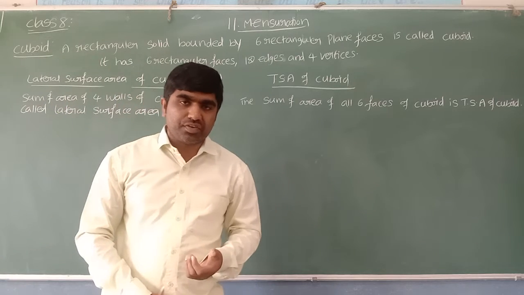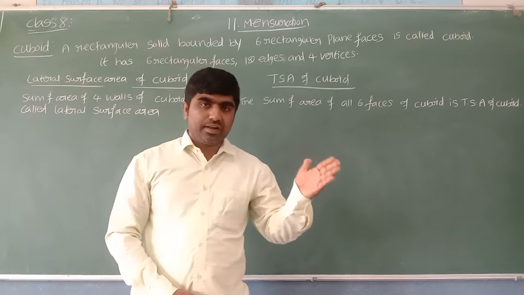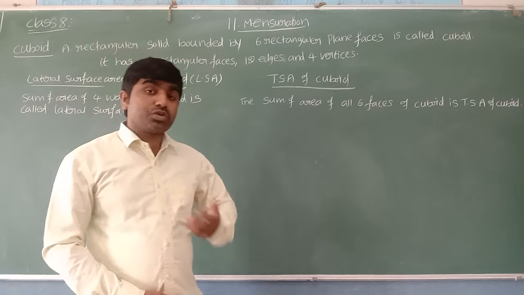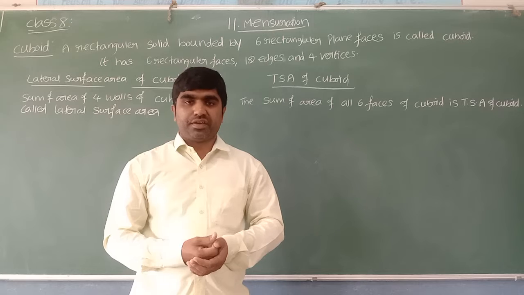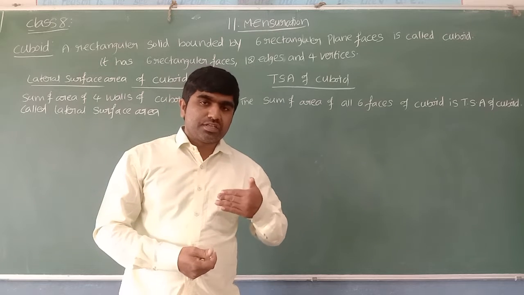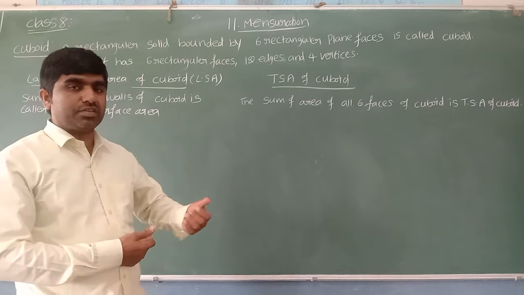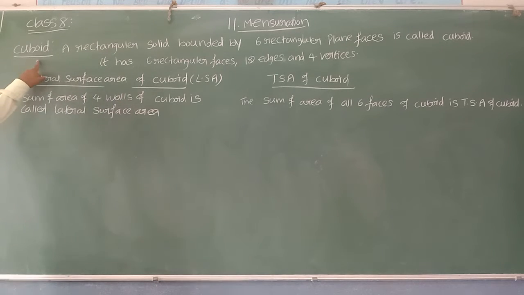What is meant by a 3D figure? Three dimensions. Those three dimensions are length, breadth, height. They are also called solid figures, nothing but three-dimensional figures. How to find the surface area and volume of 3D figures, we'll see in today's class. First we'll see about the cuboid.